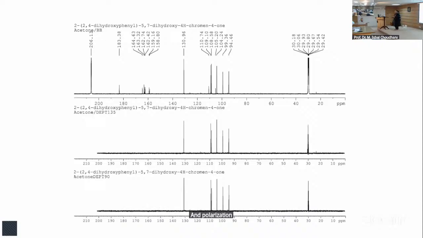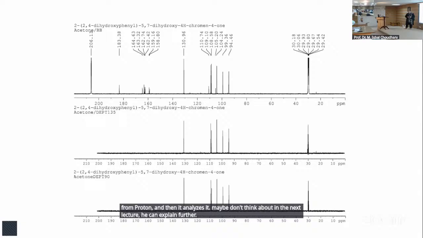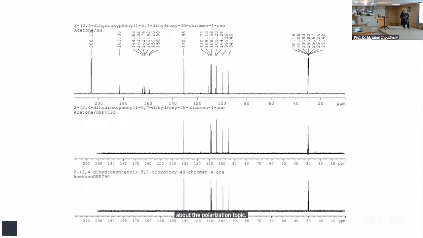Polarization transfer, like the way Dr. Iqbal was explaining today, is part of each NMR experiment now. It's just getting the magnetization or polarization from proton and then enhancing it. Maybe Dr. Iqbal can explain further about the polarization transfer in the next lecture. Okay, do you understand this? Okay, so I think I'll stop here.